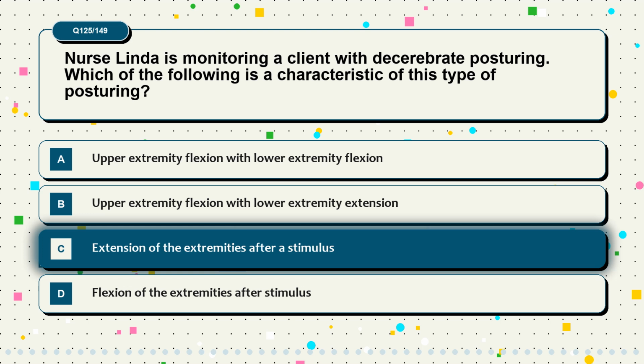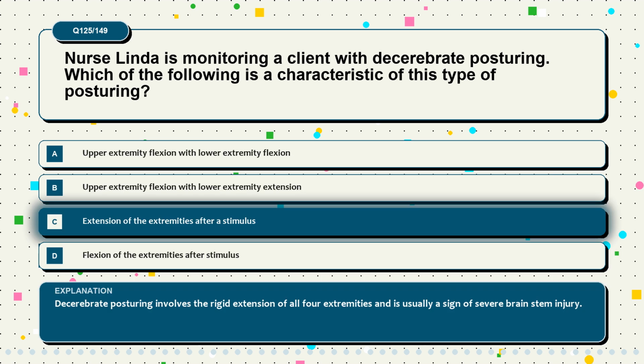The correct answer is option C. Extension of the extremities after a stimulus. Decerebrate posturing involves the rigid extension of all four extremities and is usually a sign of severe brainstem injury.